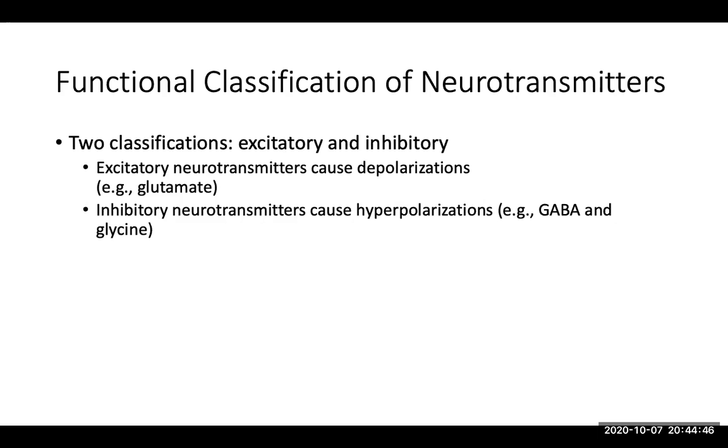There's basically two types of neurotransmitters, whether they are excitatory or inhibitory. So whether they will cause an excitatory response to continue or an inhibitory response.